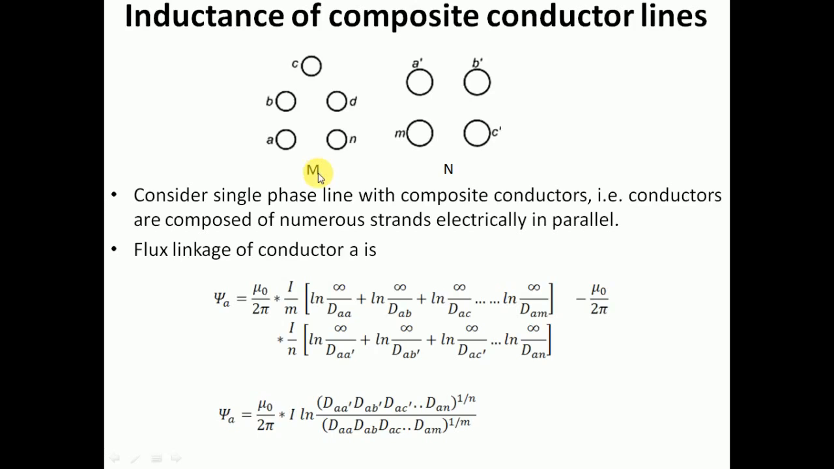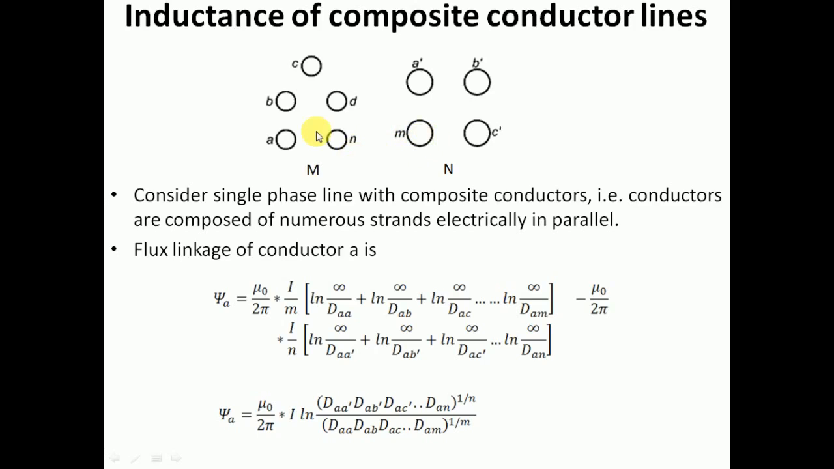In this case, the conductor M is made up of numerous subconductors and the total number of subconductors in this is small m, so this has to be corrected as small m. Similarly, in this case, this conductor is made up of n subconductors, so this has to be indicated as small n. Please note this correction because the derivation is done accordingly.